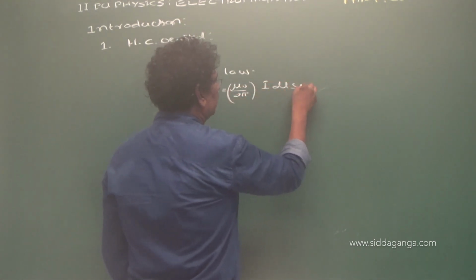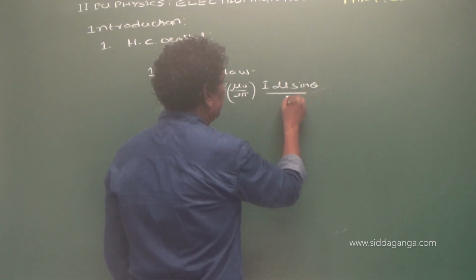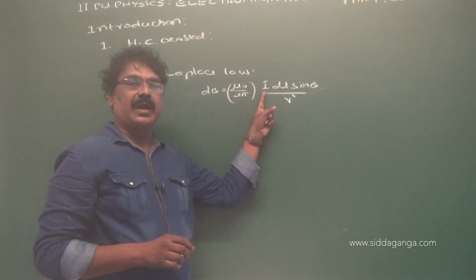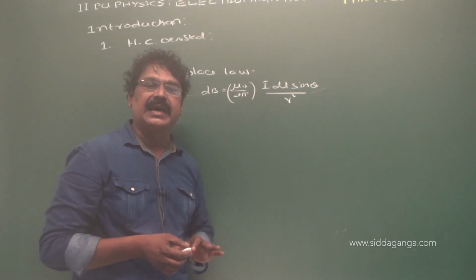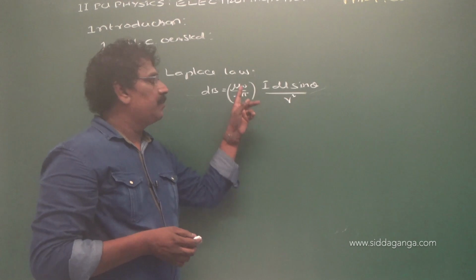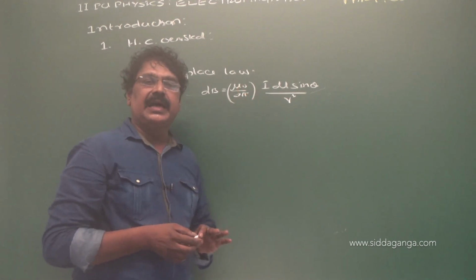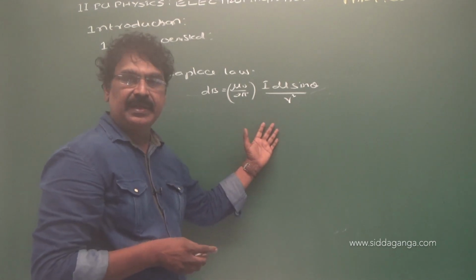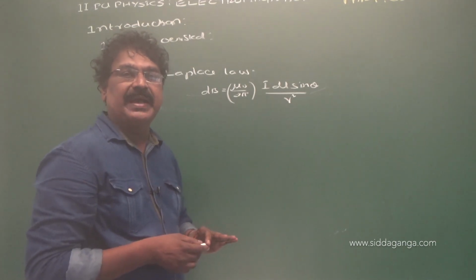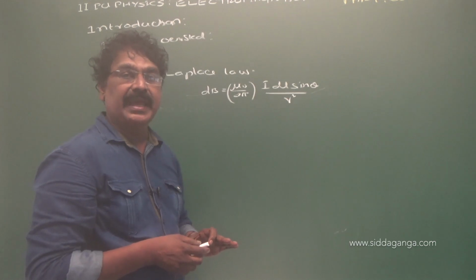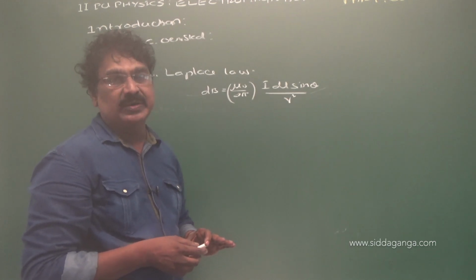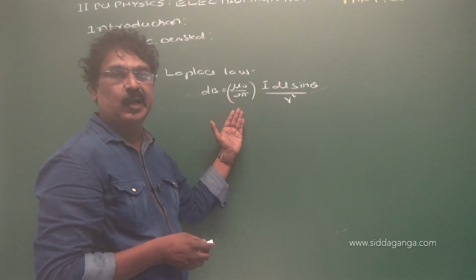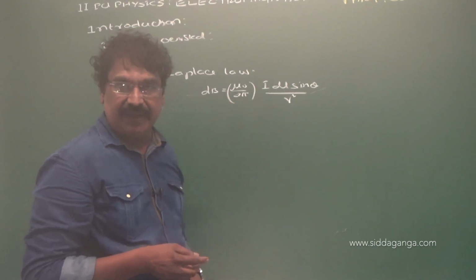I dl sine theta by r square, where that term I dl is called a current element, right? Mu naught over 4 pi is a proportionality constant used in magnetism, just like 1 over 4 pi epsilon naught is a constant in electrostatics, right, in free space. This is also a constant in free space, that is air or vacuum.